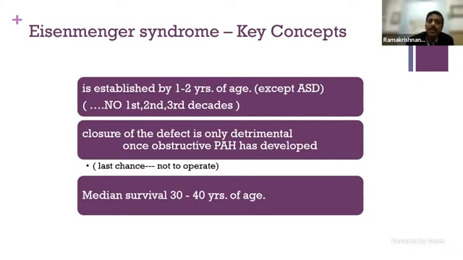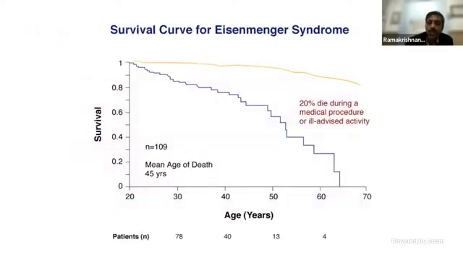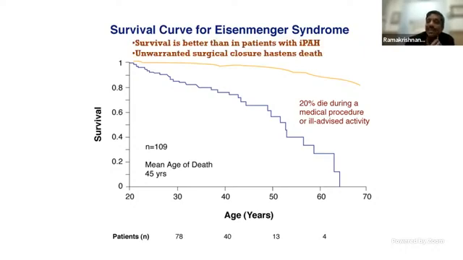The median survival in Eisenmenger syndrome is slightly improving over time. I think it is around 30 to 40 years of age in uncomplicated lesions. One important thing in diagnosing and managing an Eisenmenger syndrome patient is that 20% of the deaths that happen are because of a medical procedure and an ill-advised activity. That's a very important thing that you have to understand. Survival is clearly better than in patients with IPH, and unwarranted surgical closure hastens death.